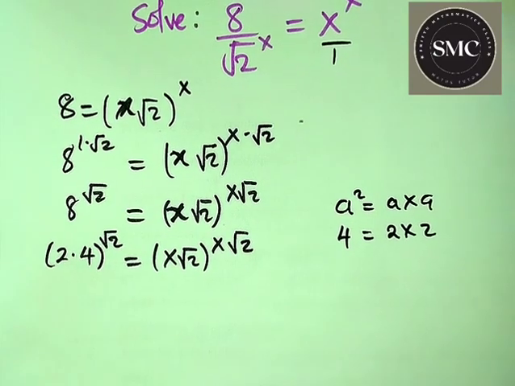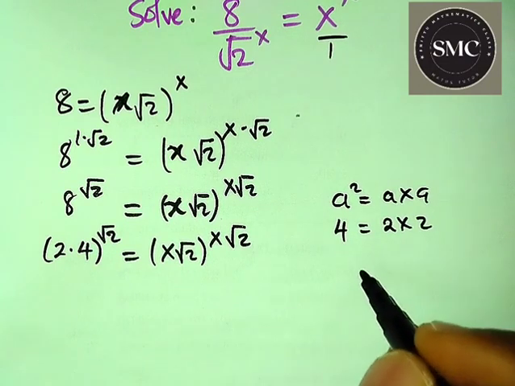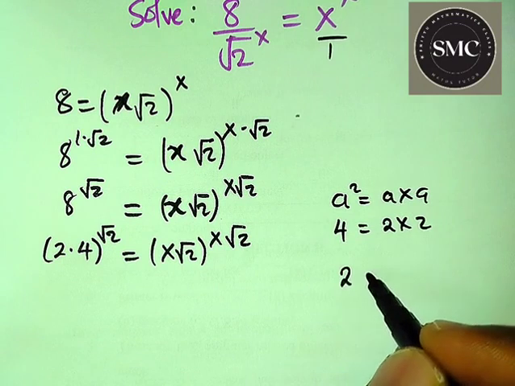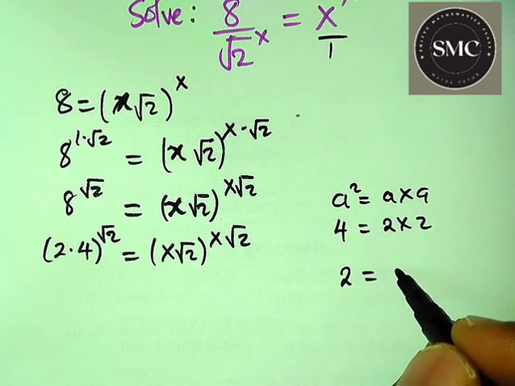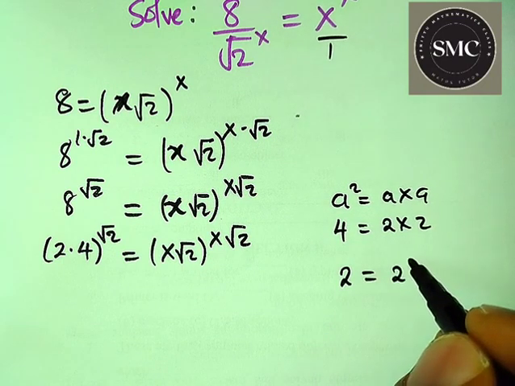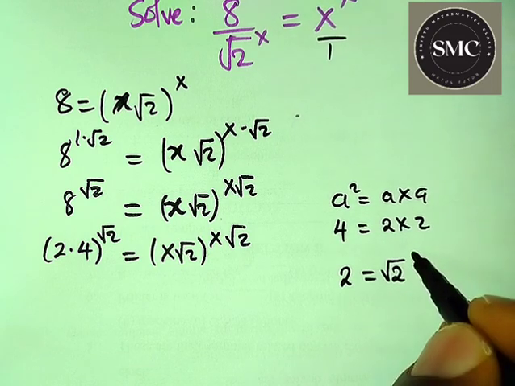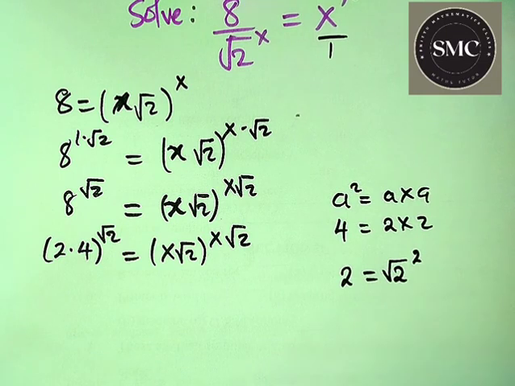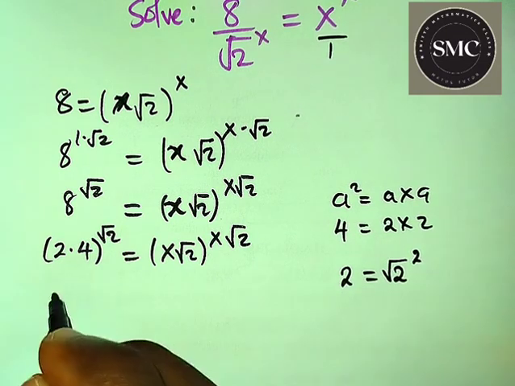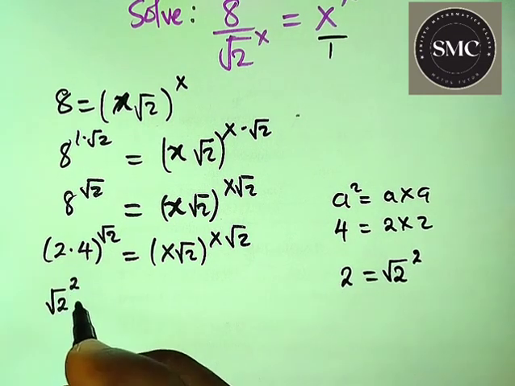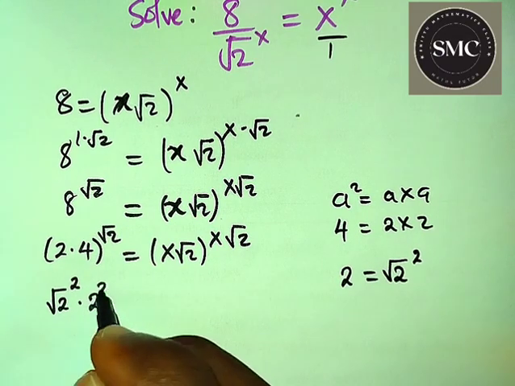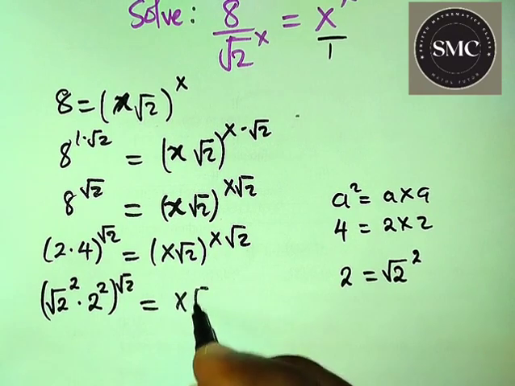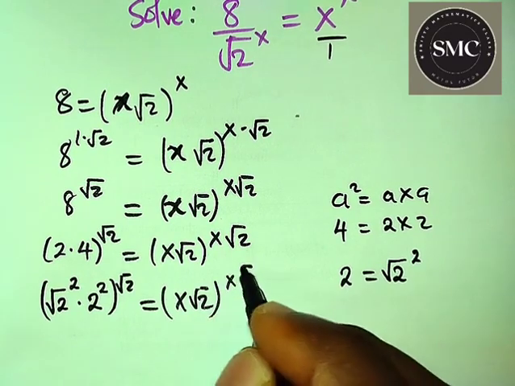So the next thing we're going to do is, if I have 2, this 2 can be written as root 2 squared, because if this square cancels this root, I'm going to have 2. So I'm going to replace 2 with root 2 squared. Then I write this 4 as 2 to power 2. Then I have root 2 equals x root 2, x root 2.